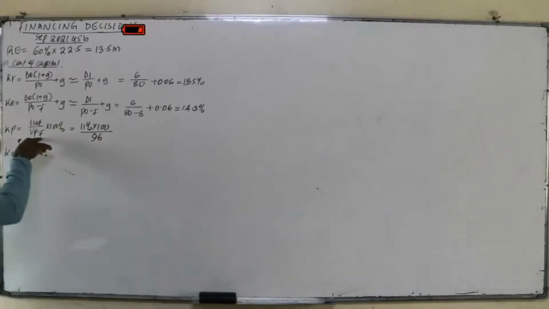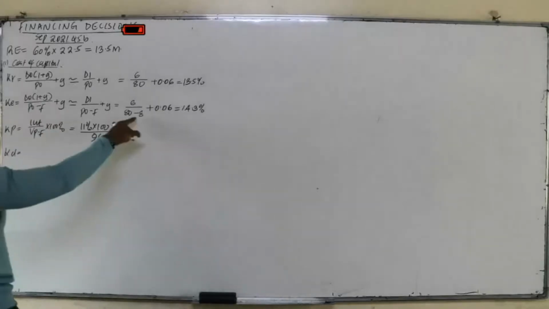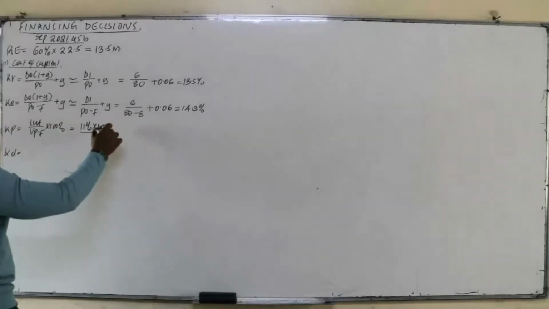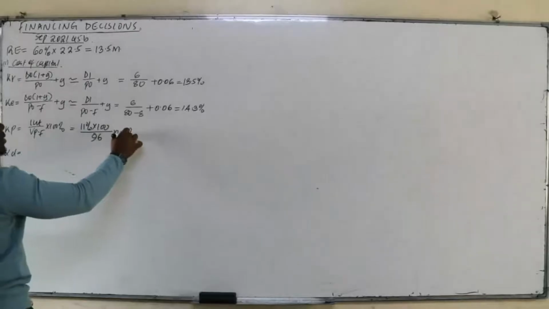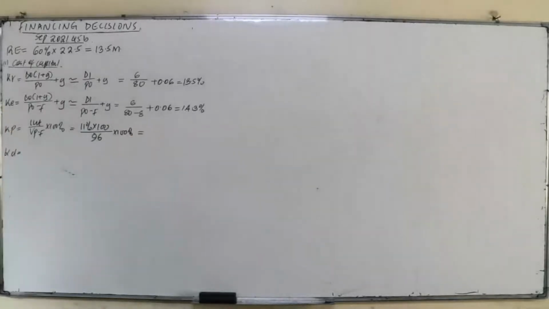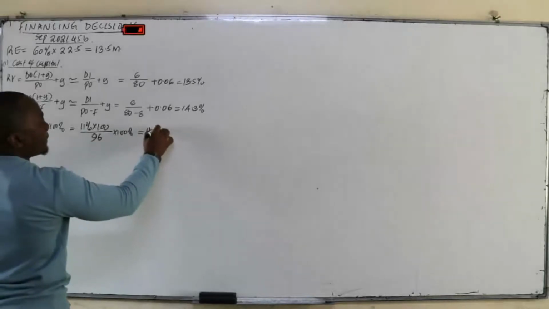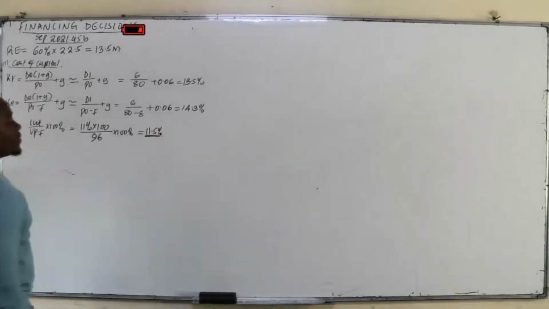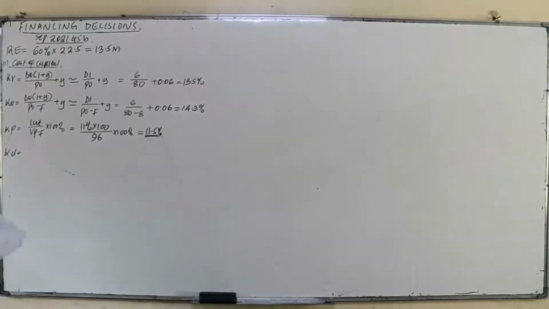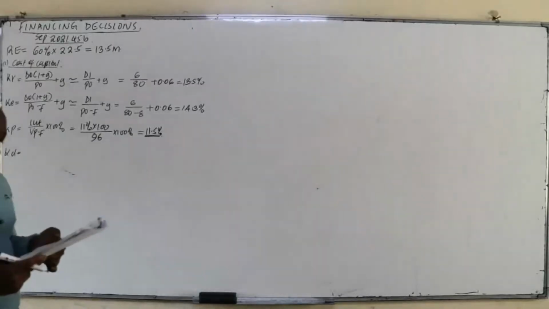So don't raise flotation cost because we are not given the flotation cost. The flotation cost we had been given, that was for ordinary shares. Then you multiply by 100%. You get 11.5%. Then determine the cost of the debt.